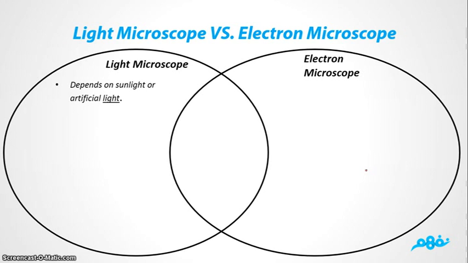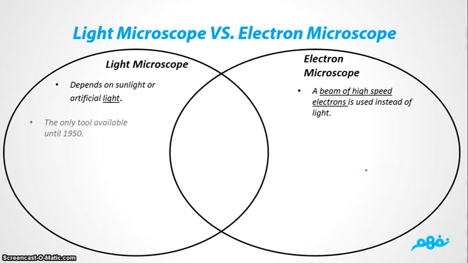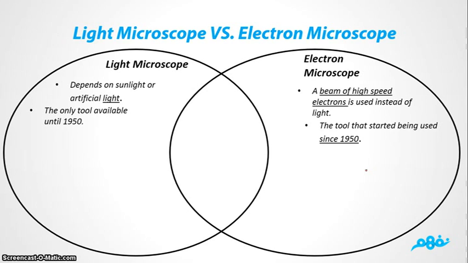Now, the light microscope functions with the aid of light. It needs light, either from the sun or artificial light, but the electron microscope doesn't need light. It works by a beam of electrons moving very fast. The light microscope was the only tool that scientists could have until 1950, but the electron microscope started being used in 1950. That's why scientists replaced the light microscope by the stronger electron microscope.